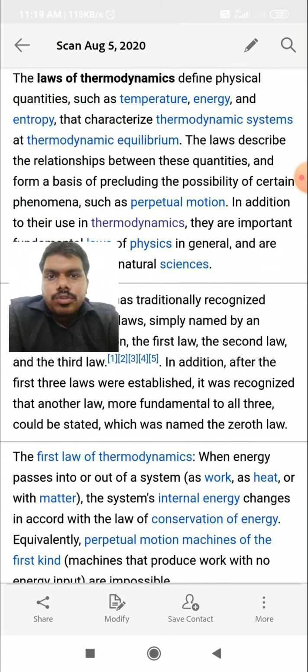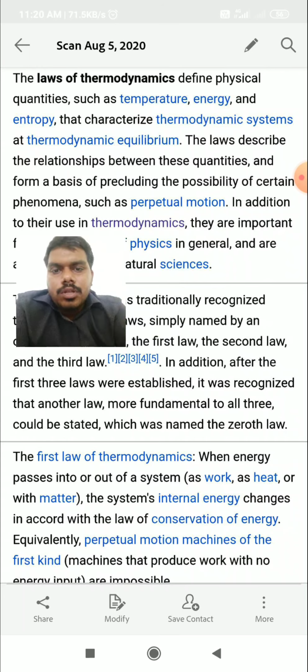There are actually four laws of thermodynamics. The laws of thermodynamics define physical quantities like temperature, energy, and entropy. No need to worry about the words. Entropy characterizes a thermodynamic system at thermodynamic equilibrium. The laws describe the relation between these quantities, temperature, energy, and entropy, and form the basis of precluding the possibility of certain phenomena such as perpetual motion.